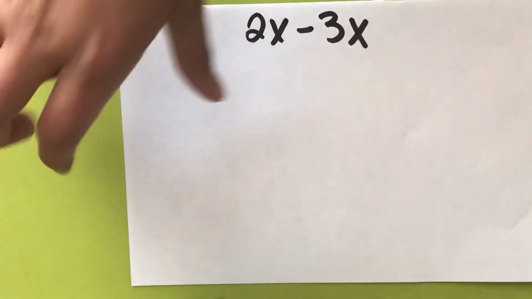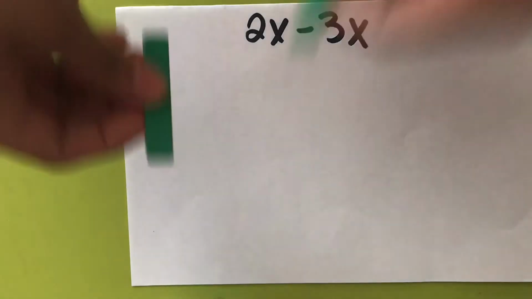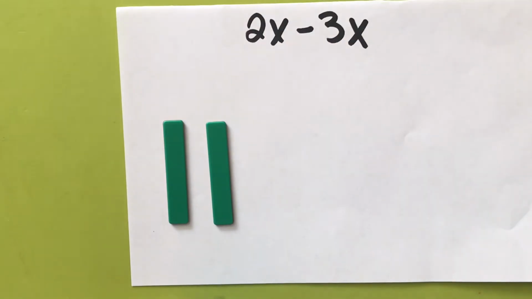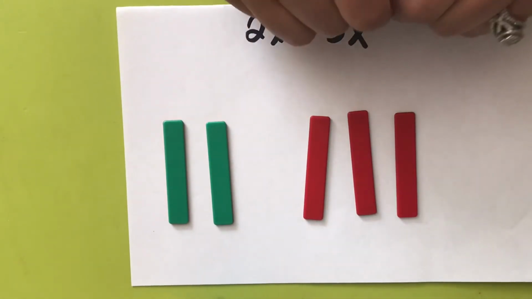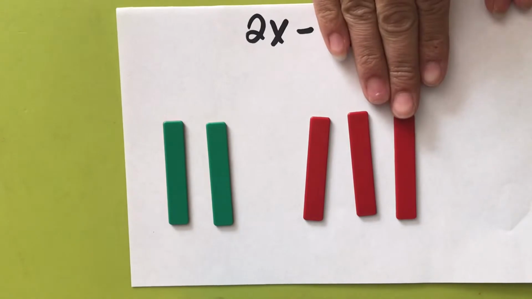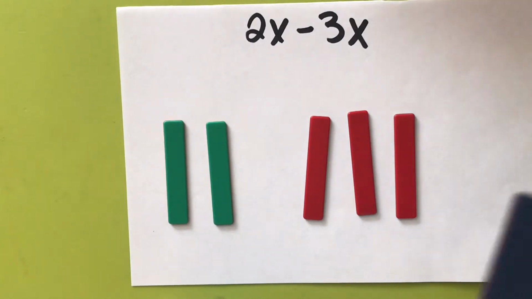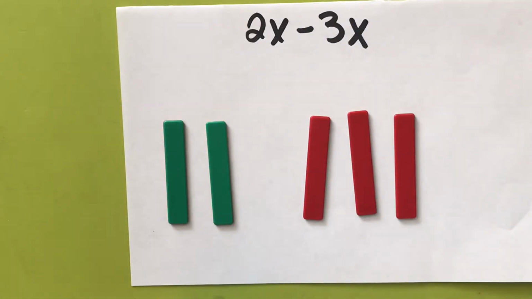Let's try a subtraction problem. 2x minus 3x. 2x is positive, so 2 green bars. 3x is negative, so we will do 3 red bars to represent negative 3x. Now we cannot subtract 3 from 2, so we have to introduce 0 pairs. 0 pairs is when a positive and a negative cancel each other out.